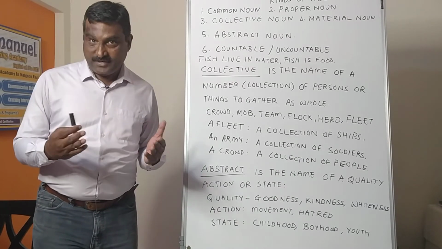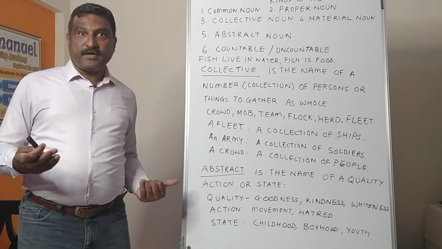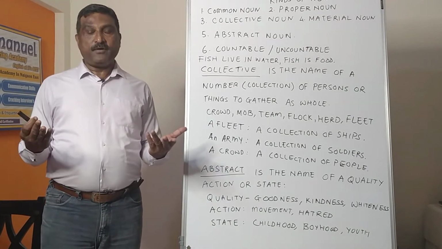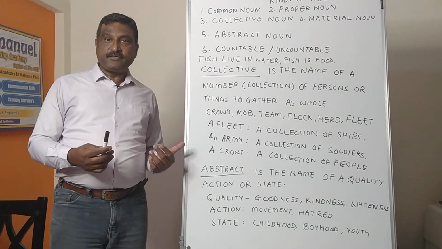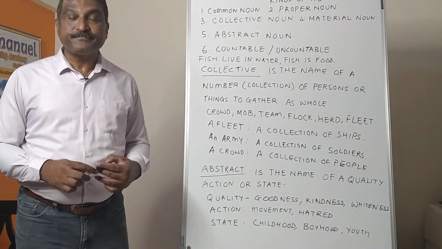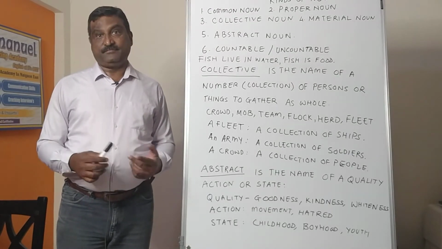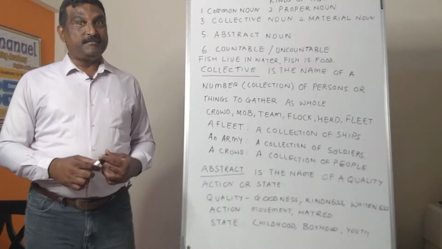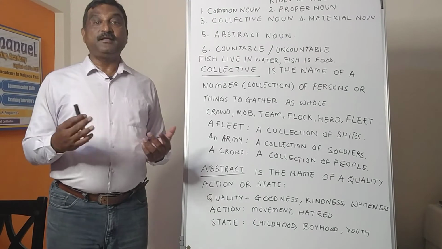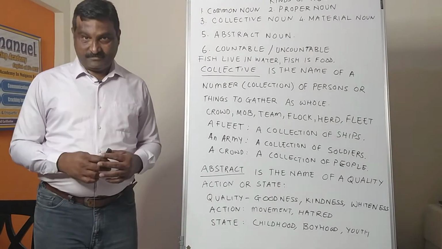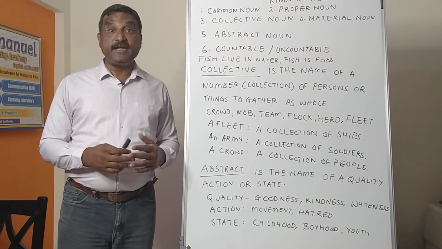You're moving, yeah? Moving. So that's an action. Now even a verb talks about action, but an abstract noun also talks about action. Then we have state. Now, don't be confused. Maharashtra is a state, Delhi is a state, not that state. I'm talking about the state, like childhood, yeah? Sleeping, okay? You're sleeping, that's a state.